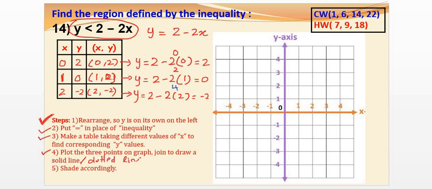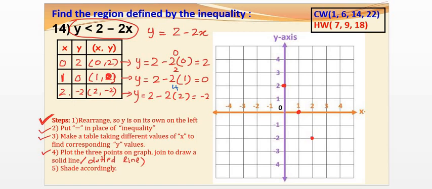Now how will you plot these points? (0, 2) means the x coordinate is 0 and the y coordinate is 2. So here the x coordinate is 0; go upward to find the y coordinate. It's here. So this one is (0, 2). The next one is (1, 0). The x coordinate is 1, so you will find it on the x-axis, and the y coordinate is 0, so it will remain here. The third one is (2, -2): 2 on the x and negative 2 is here.